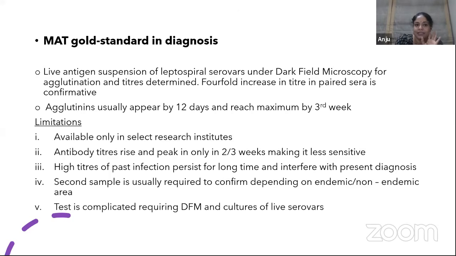Though this is the gold standard, it has a lot of limitations as it is available only in select research institutes. The antibody titers rise and peak only in the 2nd and the 3rd week, making it less sensitive. High titers of past infection persist for a long time and interfere with the present diagnosis. The second sample is usually required to confirm, depending on the endemic or non-endemic area. The test is complicated, requiring dark field microscopy and cultures of live serovars.